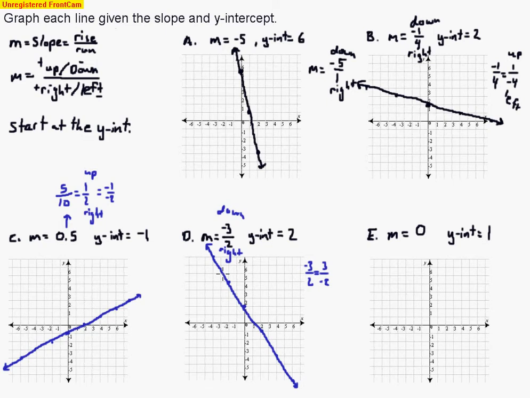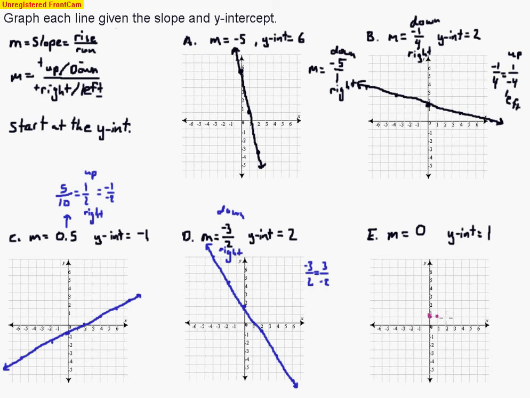Well, one more problem here. This time we have a different situation. So this one is a slope of 0. Slope of 0, well, we'll see what that does, but we've got to start with the y-intercept. So let's start at +1. So I'm going to put a little dot there. And then the slope of 0 means you're not going to go up. You can go over, but you just can't go up. You can't go up any direction. So it's just going to be a horizontal line.